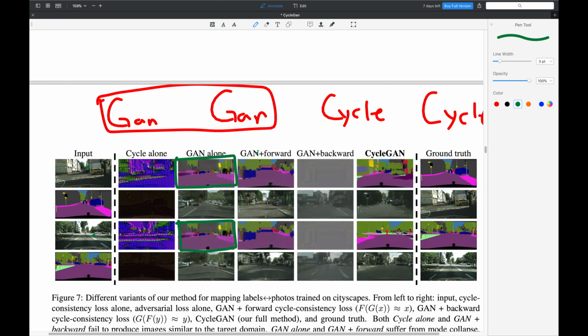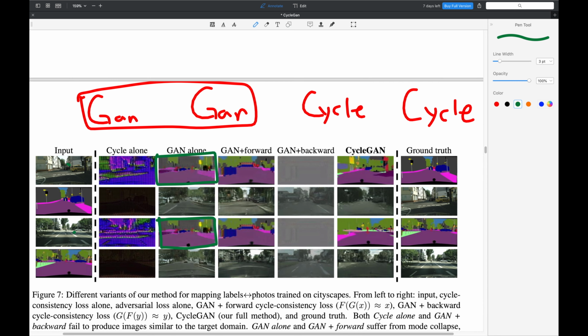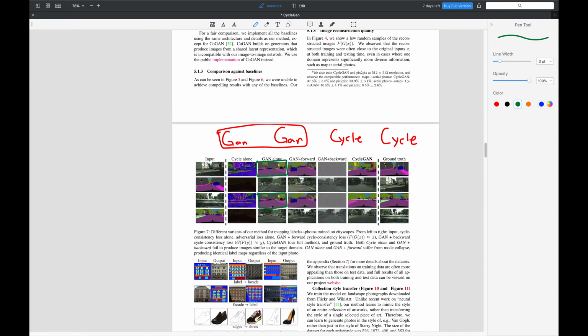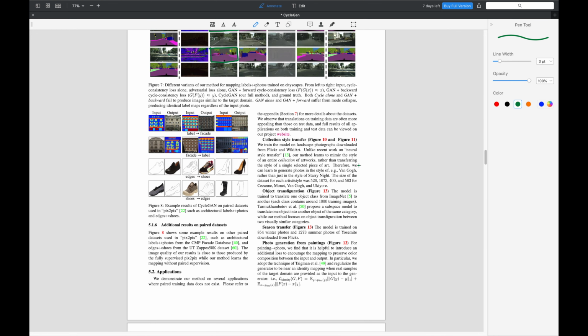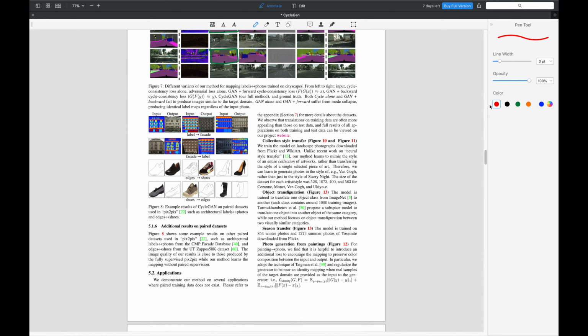And next, they tested GAN plus only the forward consistency loss and GAN plus only the backward consistency loss, and it still has some problems with mode collapse. But when we use all these loss terms together in the full CycleGAN framework, the outputs are the best. They also trained this on other tasks like labels to facades or edges to shoes, and showed that it works pretty well.